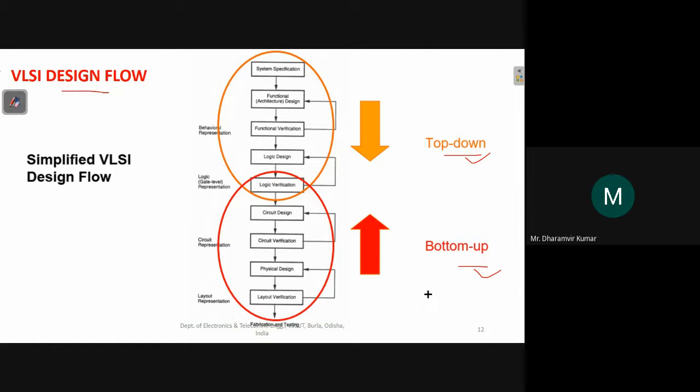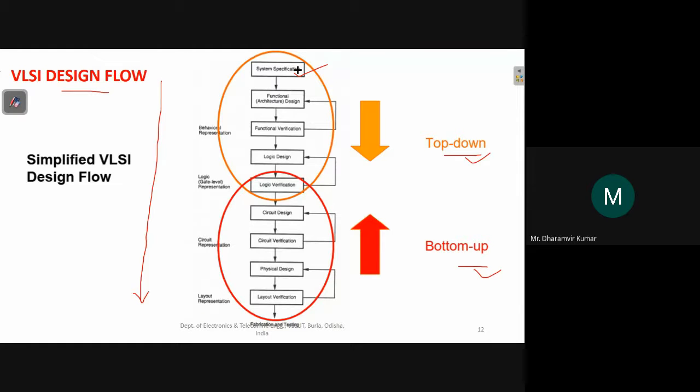Now look at here. As we move from top to bottom, we are moving from system to device. You can relate it to the previous slide: there was device, circuit, then module, then system. The system was at the topmost level. So we start with the design system specifications here.